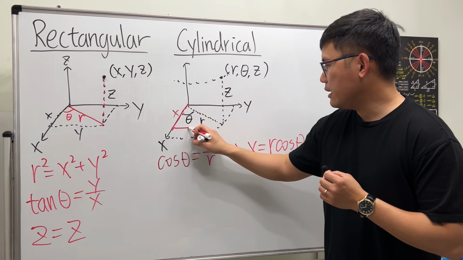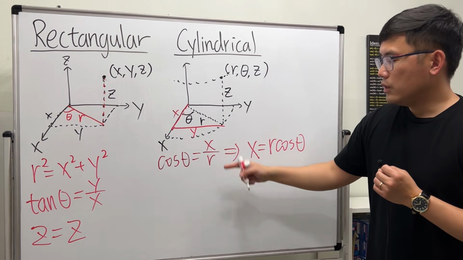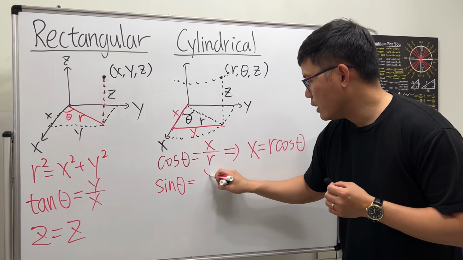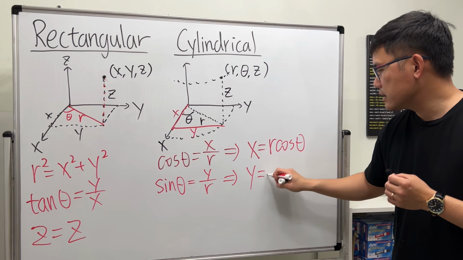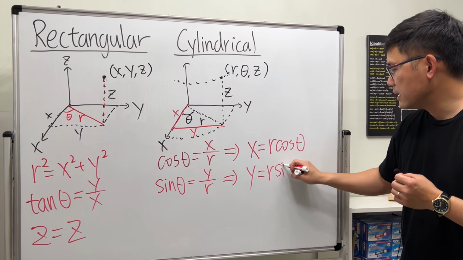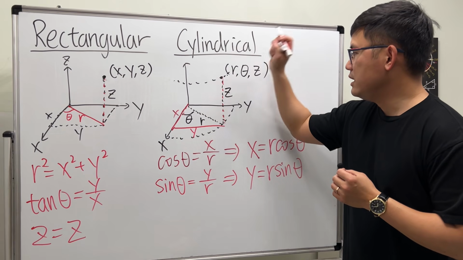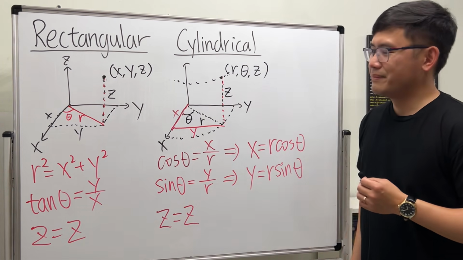Similarly, to get y, which is the opposite side of this triangle, it will be just sine. So you can say sine theta equals opposite over hypotenuse, and then multiplying r on both sides, we get y equals r times sine theta. And lastly, if you want z, use the same z, of course, z equals z.